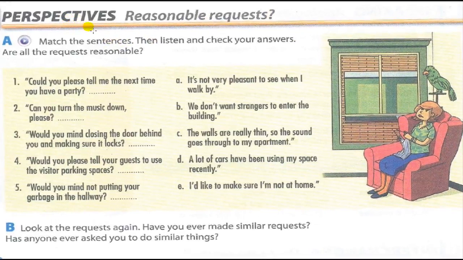Unit 6, exercise number 7. Perspectives, reasonable requests. A. Match the sentences, then listen and check your answers. Are all the requests reasonable? In this exercise, you are going to read the request, then you match it with the answer. You have 5 requests, and you match them with A, B, C, D, E. Then after you write the answers, you start to listen and check whether they are correct or wrong.